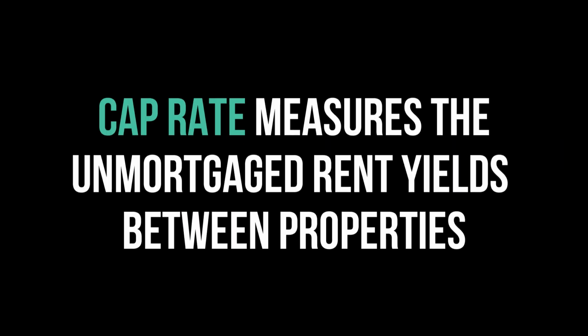The cap rate, AKA the capitalization rate, measures the unmortgaged rent yields between properties. So it takes everything else being equal, so it's an apples to apples comparison between properties. Why do we not use the mortgage costs? Well, number one, people usually have different down payments, different mortgages at different rates, different amortization periods. So if you put this mortgage calculation in your objective rent yield calculation, aka the cap rate, it's got too many variables.